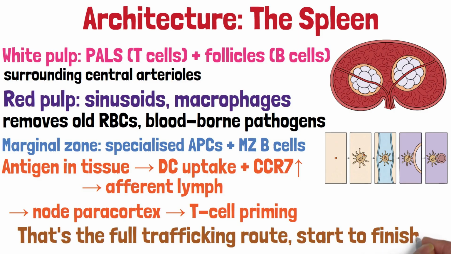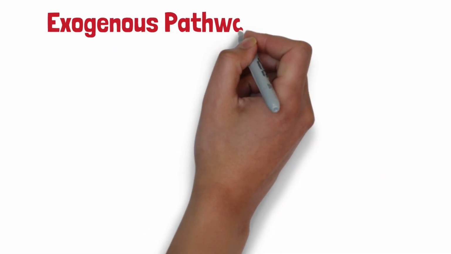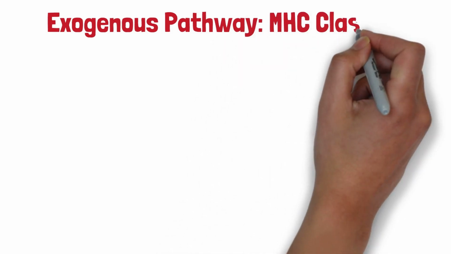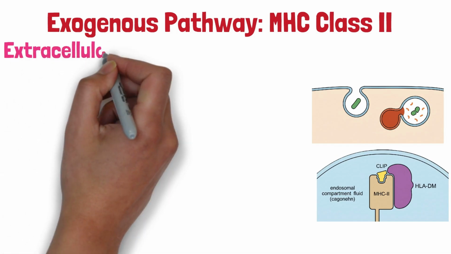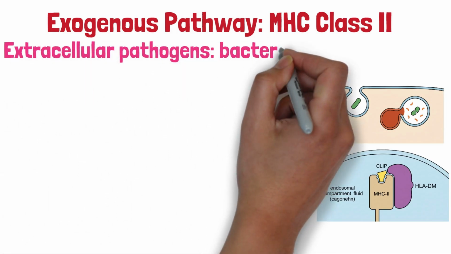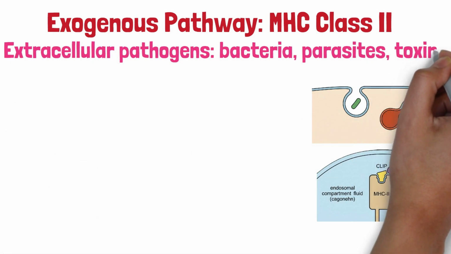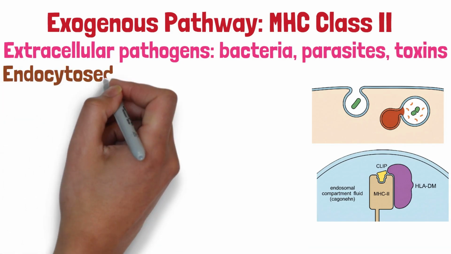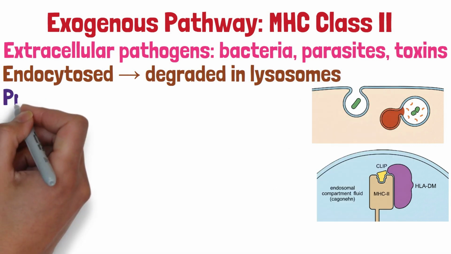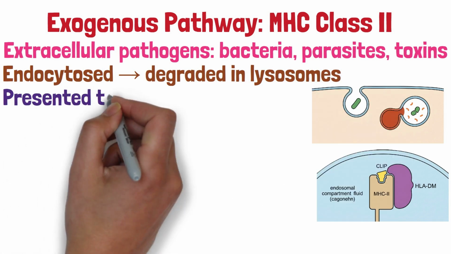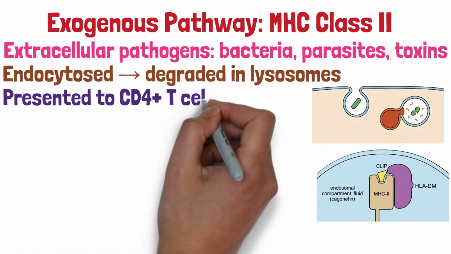Now that we know how antigen gets to the node, let's look at what actually happens to it once it's inside the cell, starting with the exogenous pathway. This pathway handles extracellular threats, bacteria, parasites, toxins, which get endocytosed and broken down inside lysosomes, and the resulting peptides are ultimately presented to CD4 positive T cells.